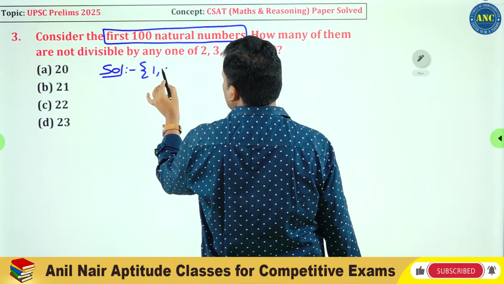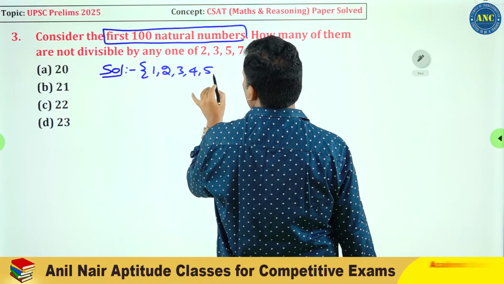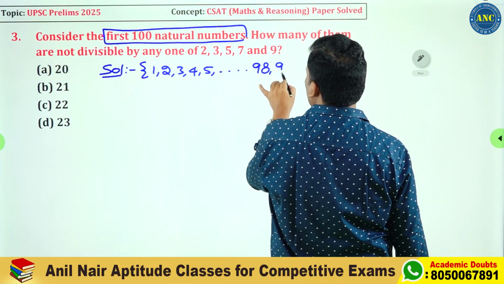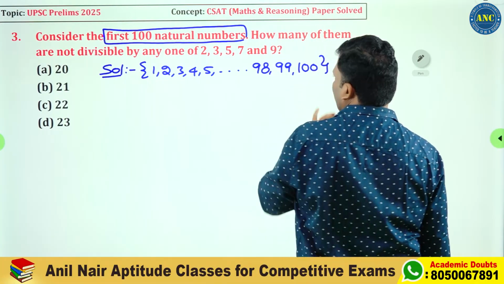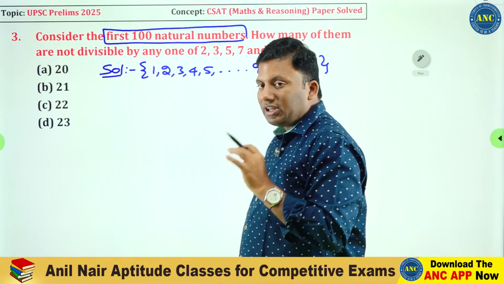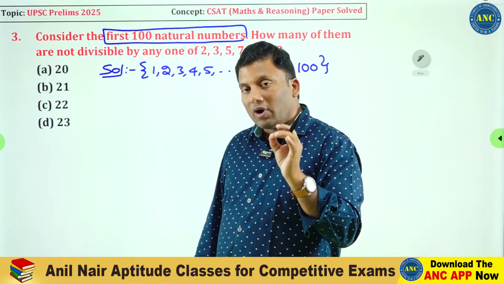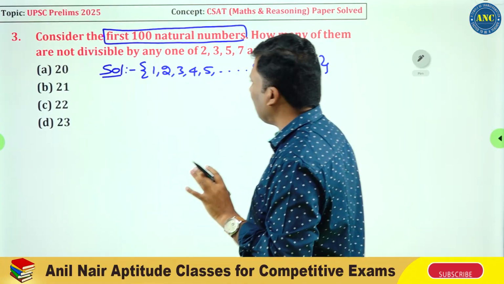Let me put it in a set. 1, 2, 3, 4, 5 and so on up to 98, 99, 100. The input set is the first 100 natural numbers.